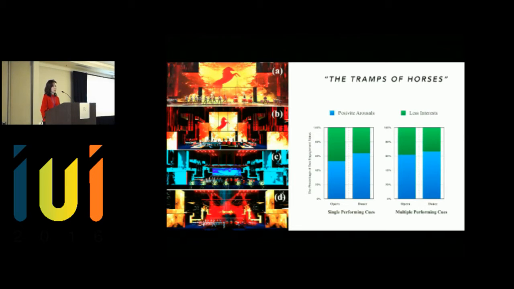For the second performance, Trampling of Horses, a modern dance, the results show a little difference compared with the opera performance. By applying the performing cues, the audience got more engagement compared with no performing cues. However, from the selected engagement values, we could not see a clear difference between the single and multiple performing cues conditions. We think this may be because modern dance usually has a really fast-paced rhythm, and the decreasing threshold could be triggered randomly.